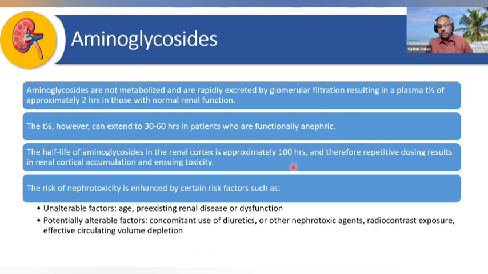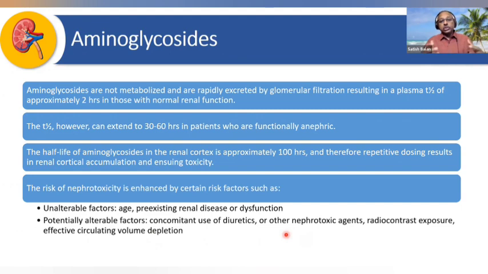So excretion of the drug from the kidney itself takes a long time, and therefore the risk of nephrotoxicity is very high, especially when you have factors such as pre-existing renal disease, dysfunction, or concomitant use of other drugs, and volume depletion, acidosis, etc. All these things can cause worsening of the aminoglycoside nephrotoxicity.